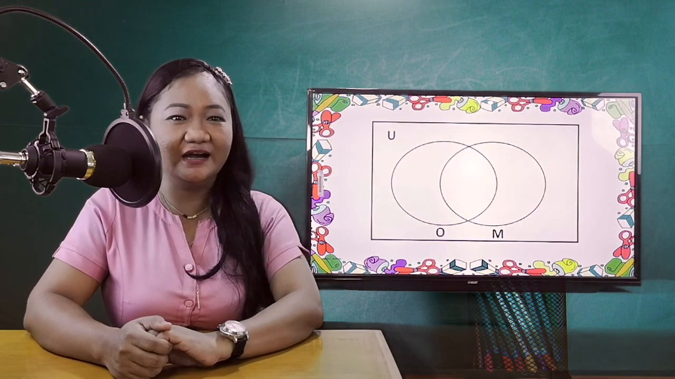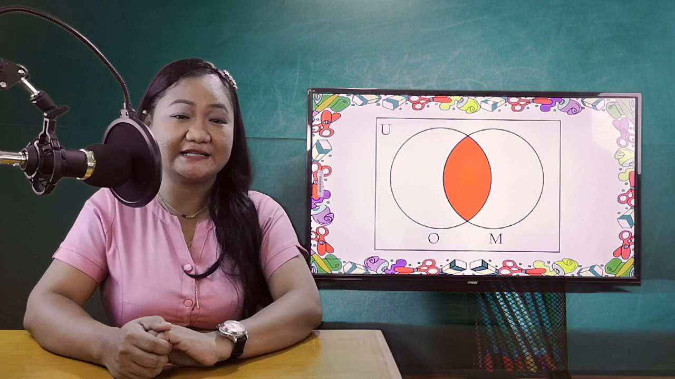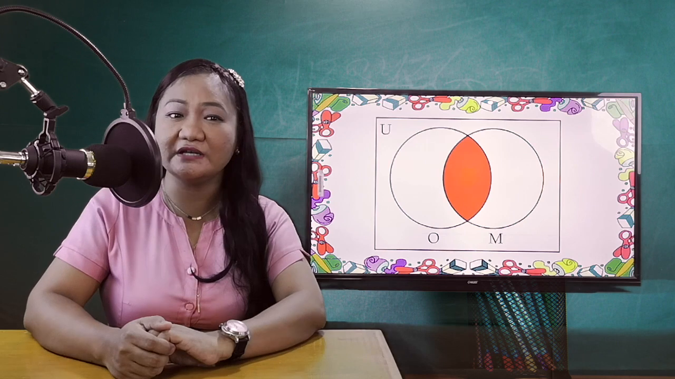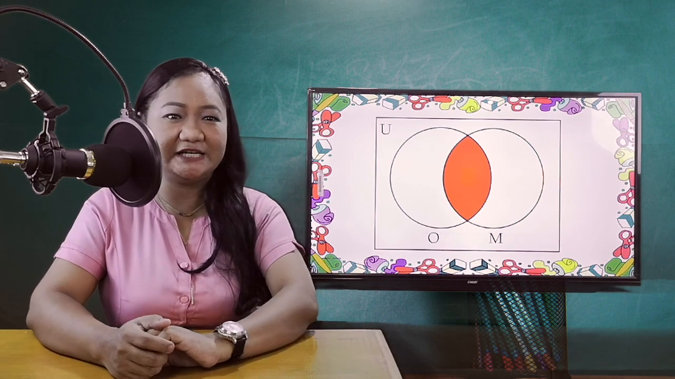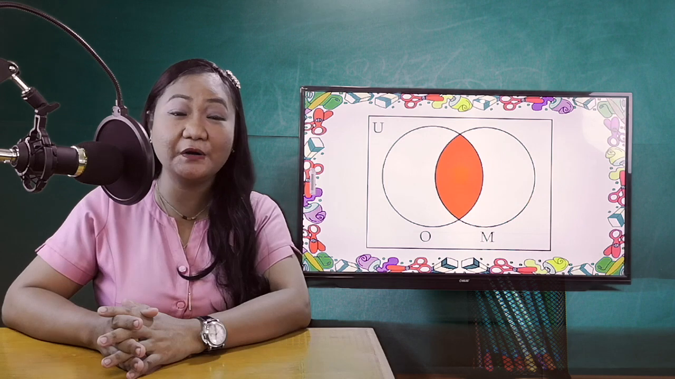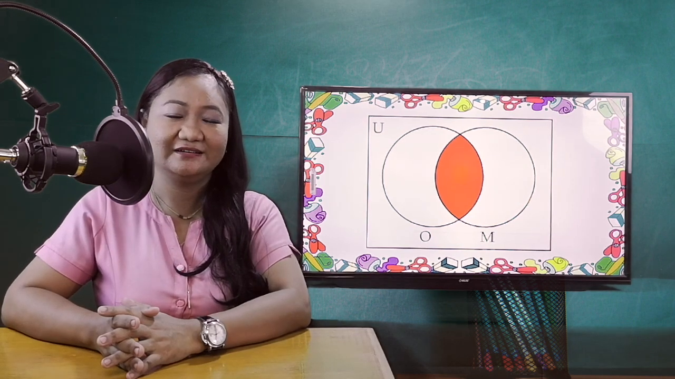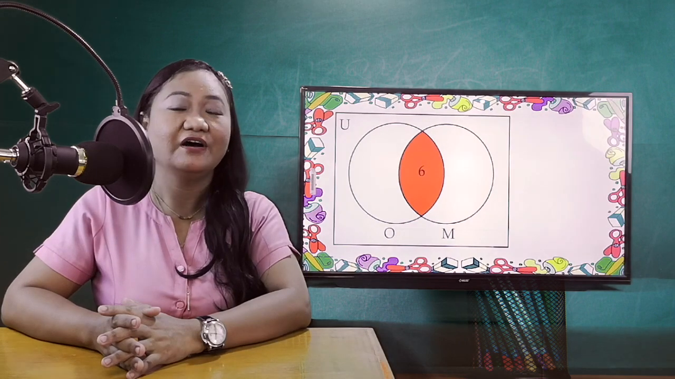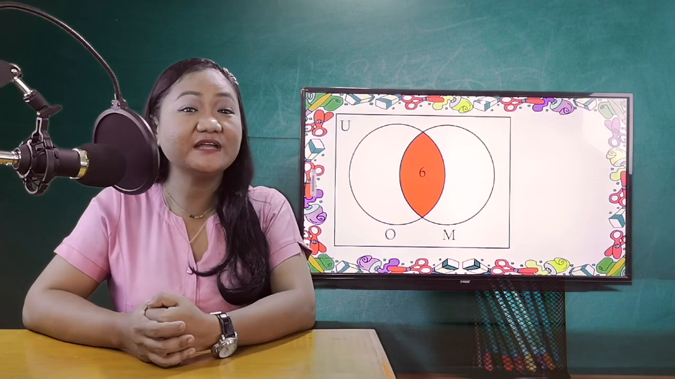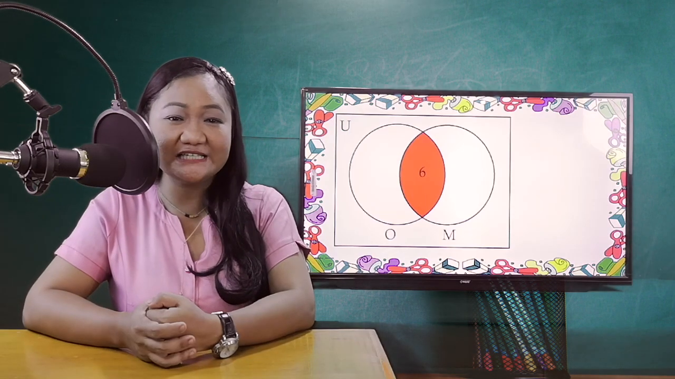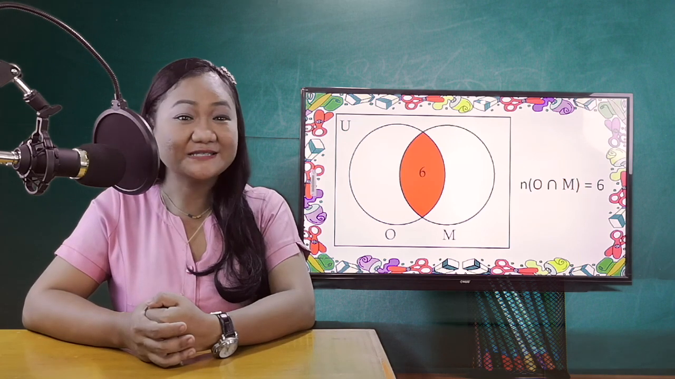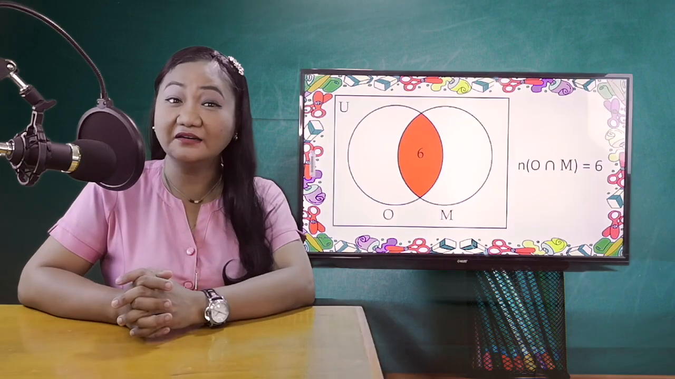Okay, let's start with the intersection where the 2 sets of circles overlap. In the given problem, 6 students chose both online and modular learning. Let us recall that the word both implies intersection. Therefore, we will fill in 6, the intersection of set O and M. We can write this in set notation as cardinality of O intersection M is 6. So, here it is. Now, let's go back to the questions one by one.